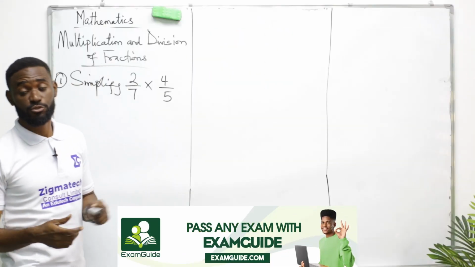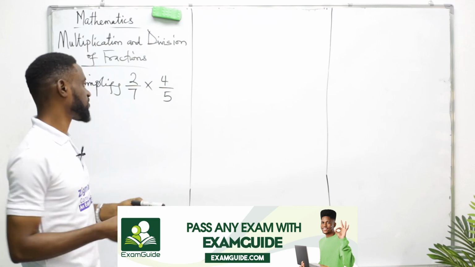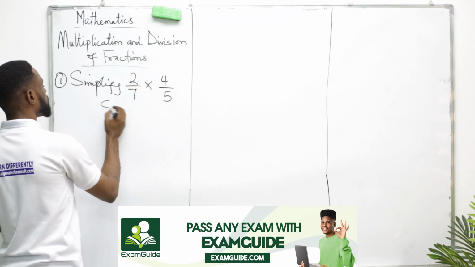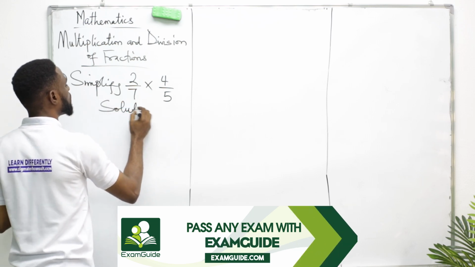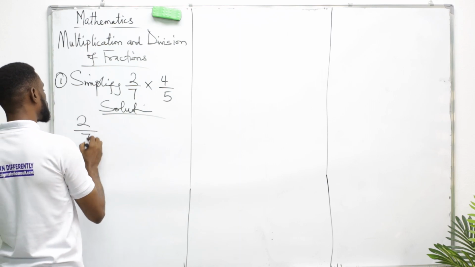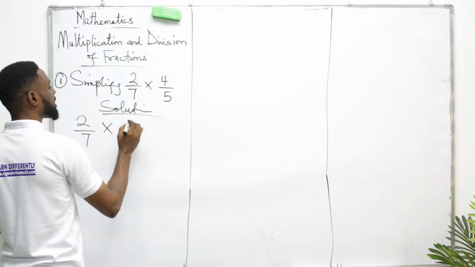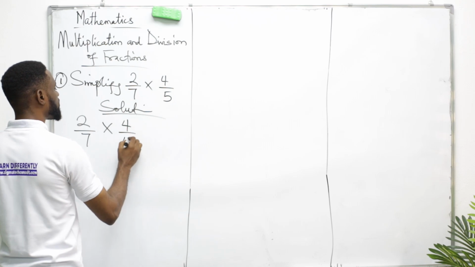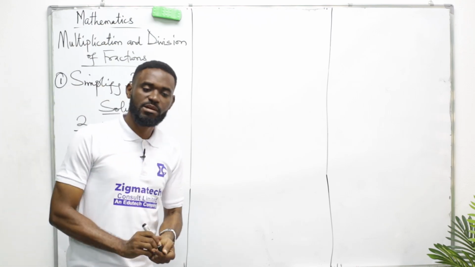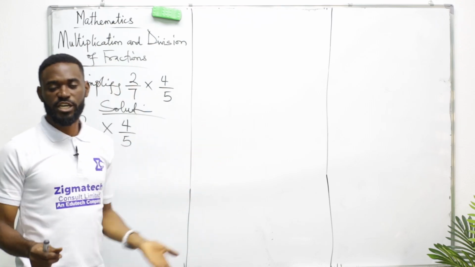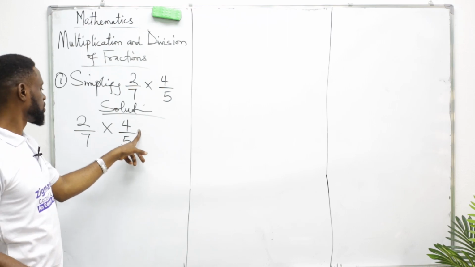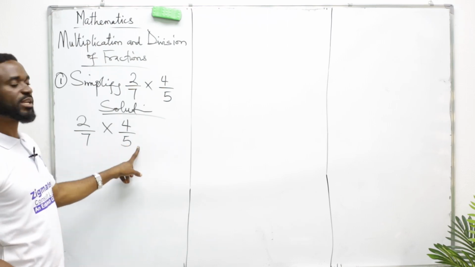Is that okay? 2 over 7, 4 over 5. So solution. So we have 2 over 7 multiplying 4 over 5. This is multiplication of fractions. Remember the principle? In multiplication, numerator to numerator, denominator to denominator.